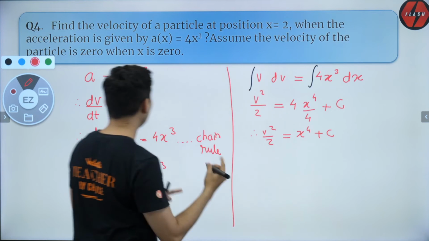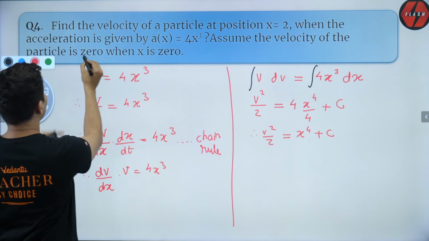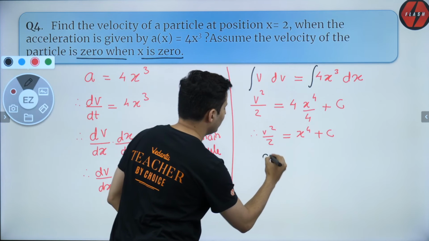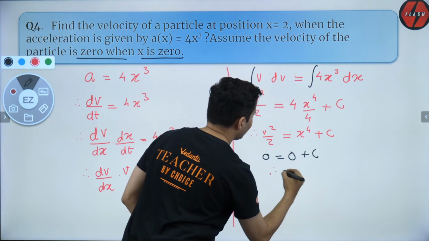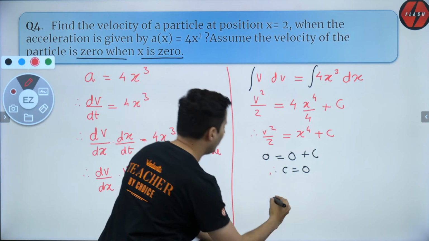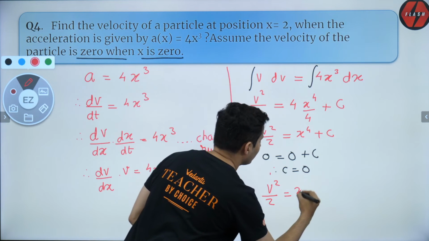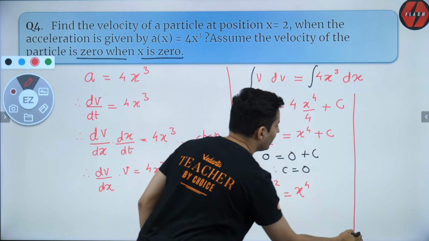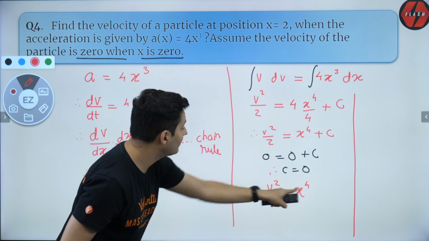Let's use the given information. The velocity of the particle is 0 when x is 0. So use this: velocity is 0 when x is 0. Oh, again, luckily for us, C is 0. So that means I have got the velocity formula. So V square by 2 is x raised to 4. That's it. And what do we need to find? Find the velocity when x is 2.